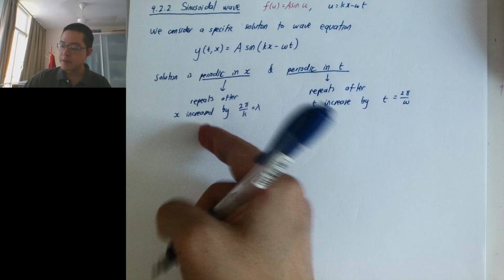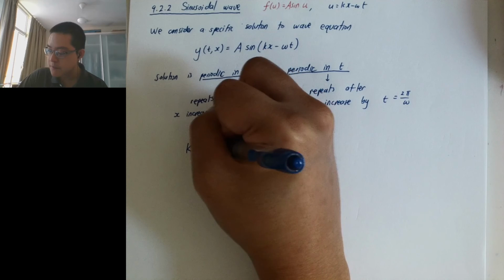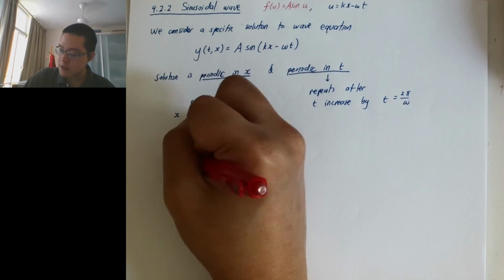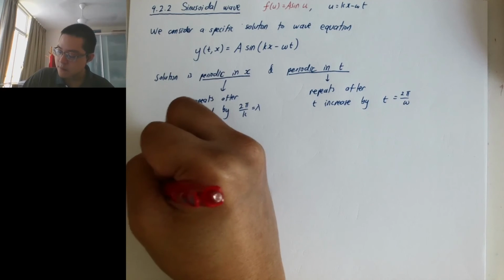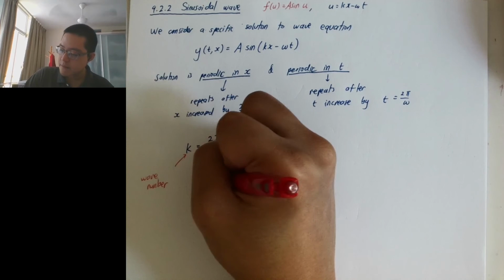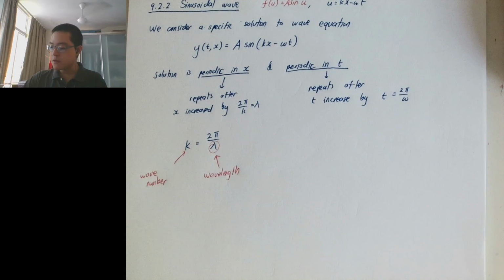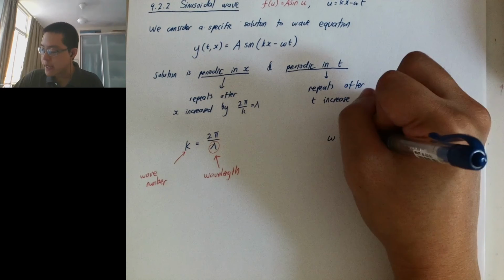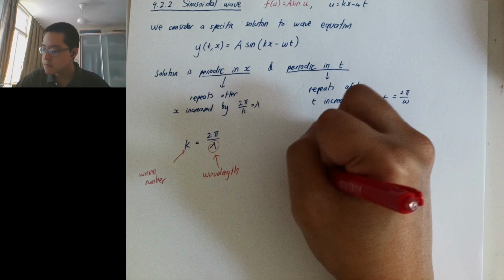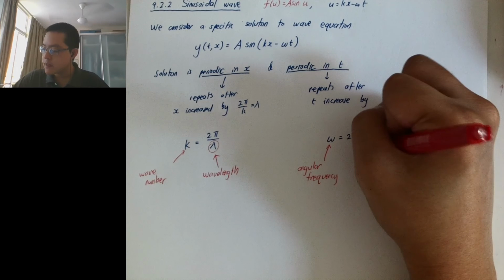Okay, so from here we define our quantities for our sinusoidal wave. I define k to be 2 pi over lambda, where k is what we call the wave number, and lambda is the wavelength. And then we also define omega to be equal to 2 pi f. This is the same as what we did last time. So omega is the angular frequency, and f is just the frequency.